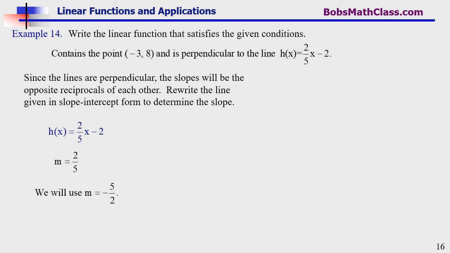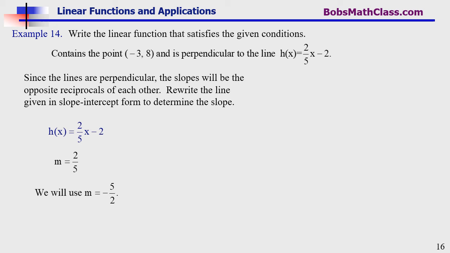All right, hopefully you're doing okay. So we just look at the number that's in front of the x. That's our slope, 2/5. If it said parallel, we would not change it. We would leave it as 2/5. But since it says perpendicular, we flip it. That makes it 5/2. And then we change the sign. So since it's positive, we change it to a negative. If it were negative, we would change it to a positive.